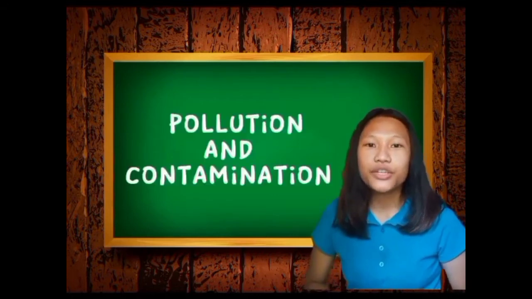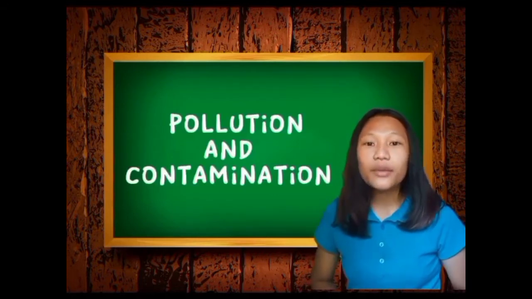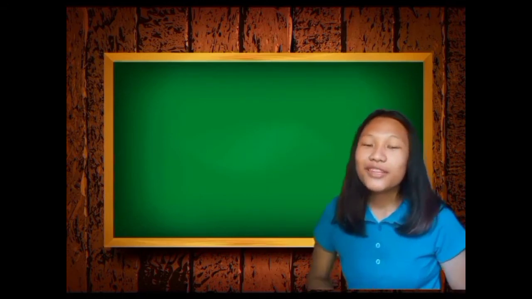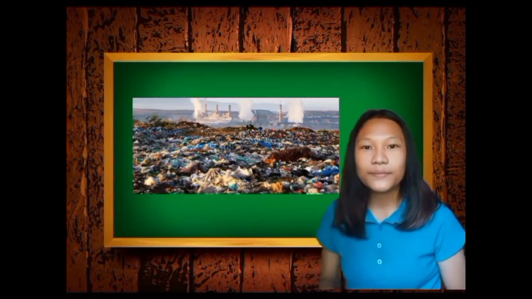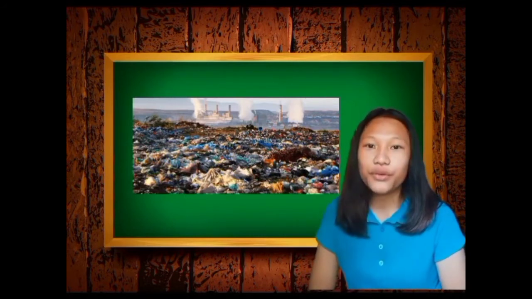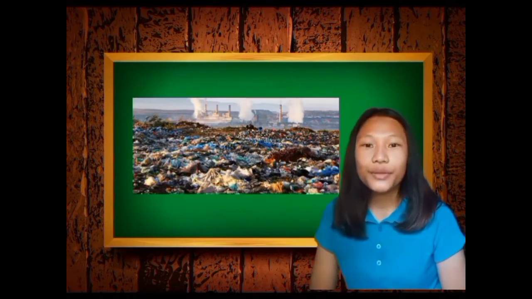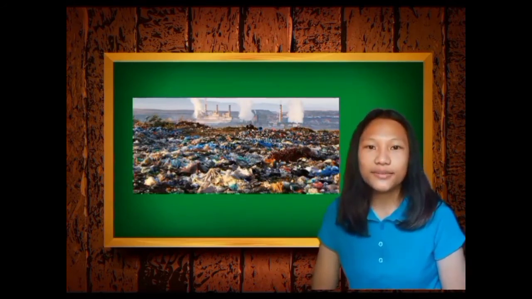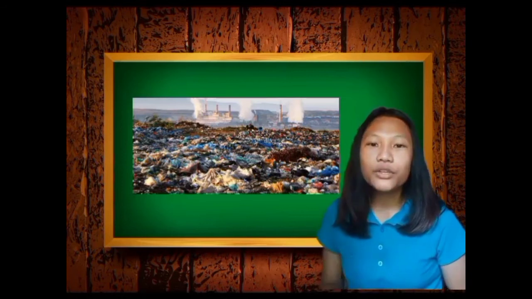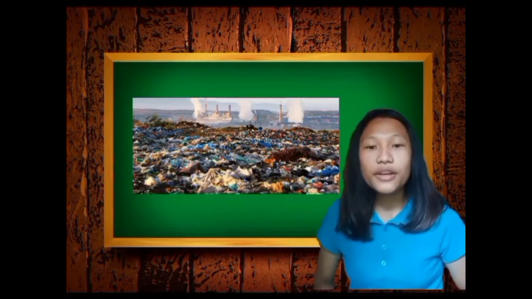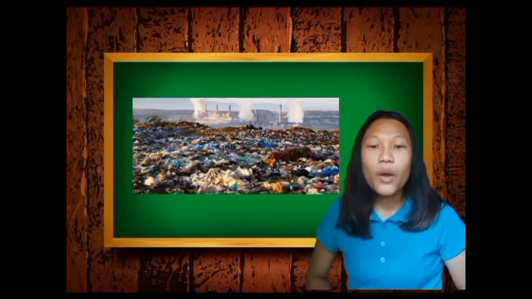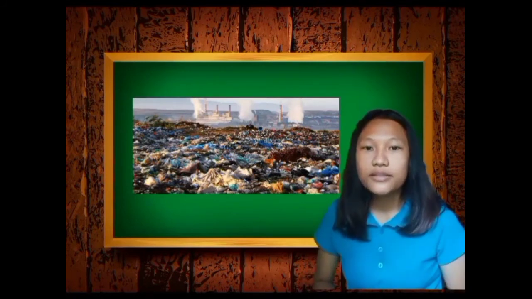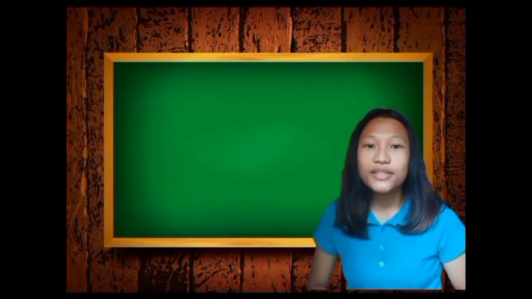The next is pollution and contamination. I am sure all of you are familiar with it. It is one of the common issues that our nature faces. Let me share to you first what is the difference between pollutants and contaminants. A pollutant is a harmful or poisonous substance that pollutes something, for example, smoke from industrial establishments and transportation, while a contaminant is a foreign substance or impurity that contaminates something.